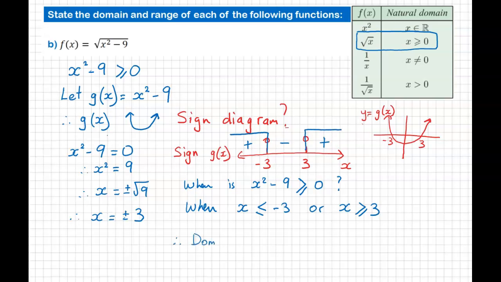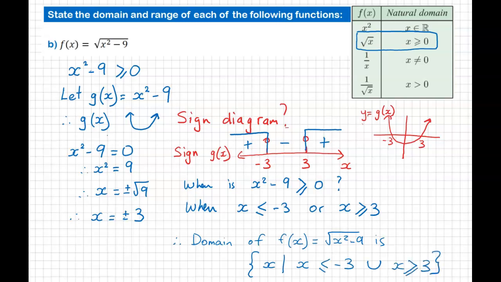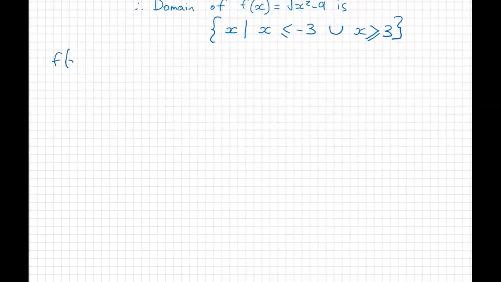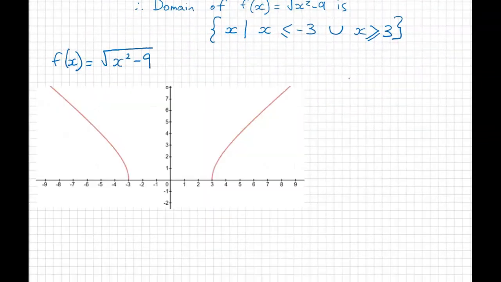So therefore the domain for our original function, which is f of x, would be x such that x is less than or equal to minus 3 or x is greater than or equal to 3. Now I'm going to write the function again just to have it on the screen. Now there we have the graph. As you can see, it is not defined for values between minus 3 and 3. If you were to pick any of the values between minus 3 and 3 and put it into the square root of x squared minus 9, you'll end up with the square root of a negative number.